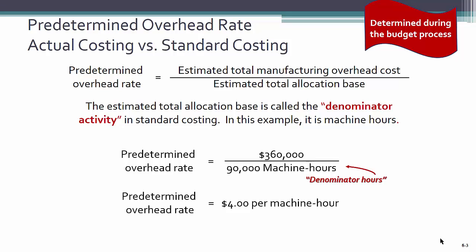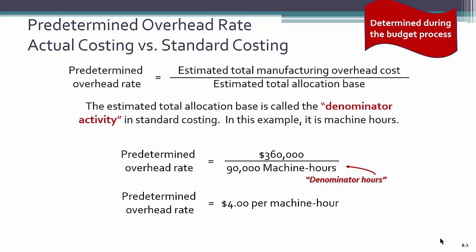For example, if total overheads are estimated to be $360,000 and the company expects to use 90,000 machine hours, one would calculate the predetermined overhead rate to be $4 per machine hour. And as you recall, the POHR is estimated before the beginning of the company's fiscal year during its budget process.